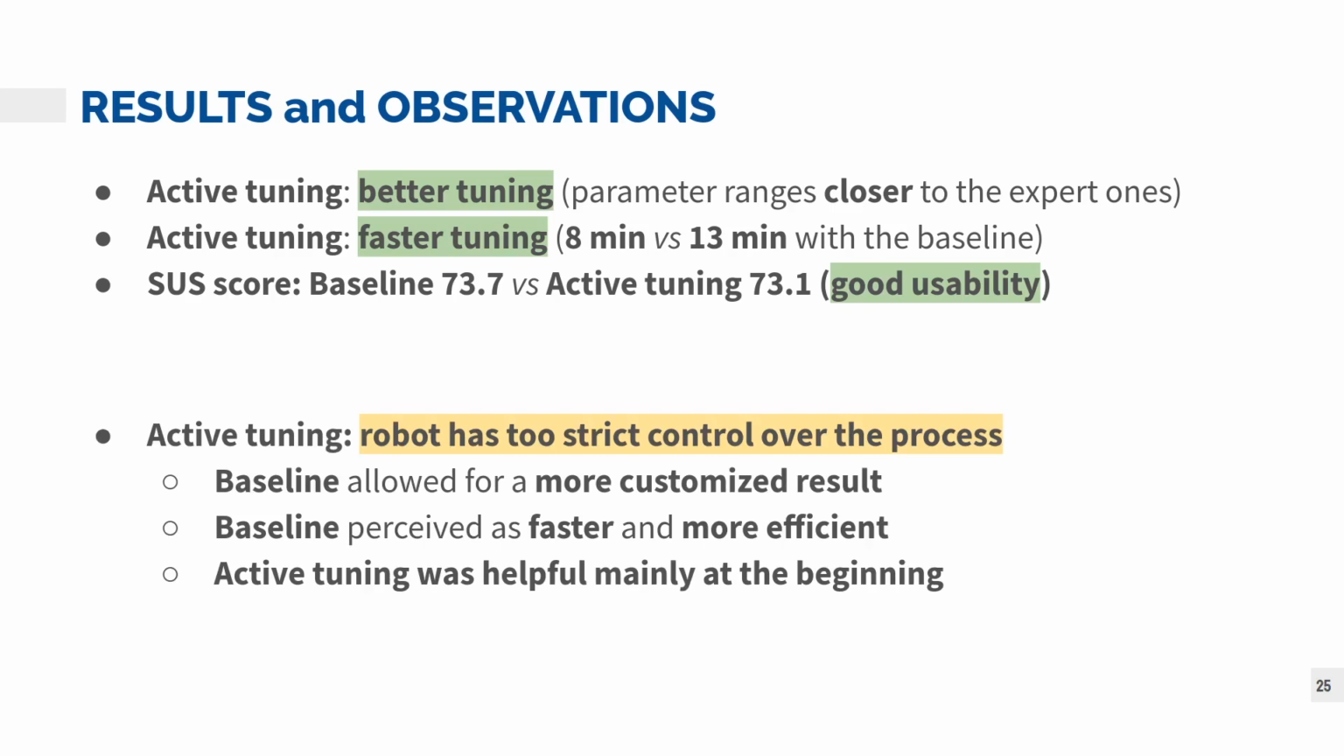However, the active interface had a major drawback. The robot had too strict a control over the tuning process. While the active interface was perceived as useful at the beginning of the interaction, the participants preferred at the end the baseline interface because it allowed for a more customized result. Furthermore, the baseline interface was perceived as faster to use, even if it actually wasn't.